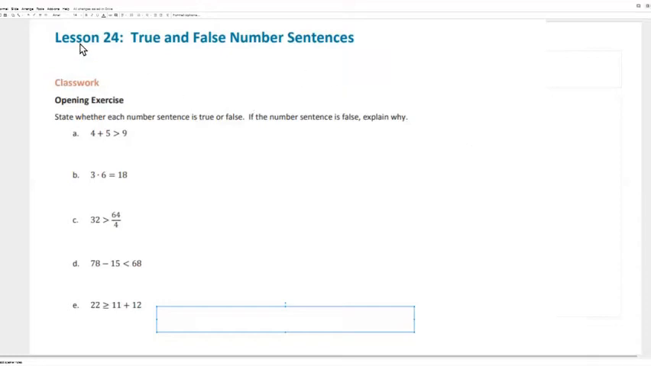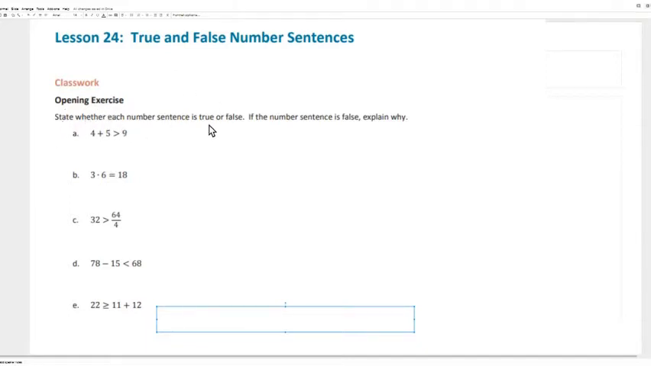All right, hello students. Today we're moving on with lesson 24, true and false number sentences. We're going to talk about different types of number sentences, different types of inequalities, greater than, less than symbols, and equal to signs. And we're going to state whether they're true or not and talk about other different forms of this. So let's go ahead and look at the opening exercise.